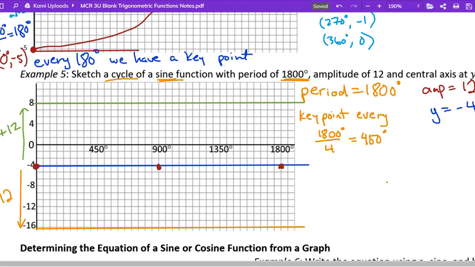Which one is the max, which one is the min? We think to ourselves, does the sine function first increase or does it first decrease? Which one is it? It increases. And so that means at 450, I have the max. And at 1350, I have the min.